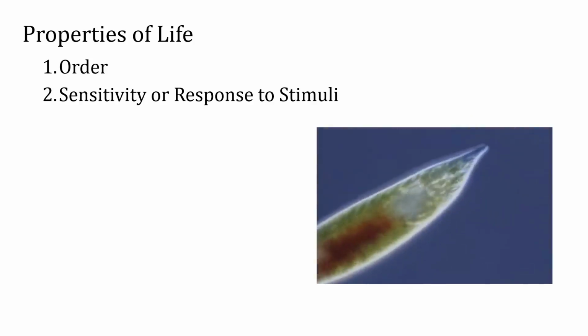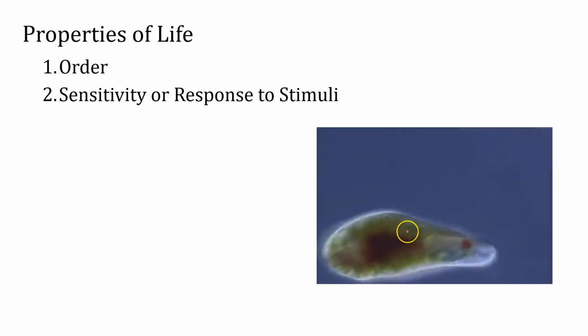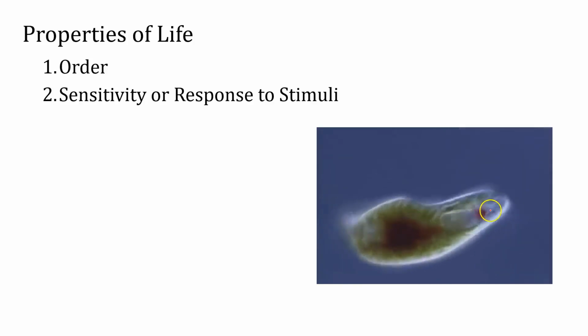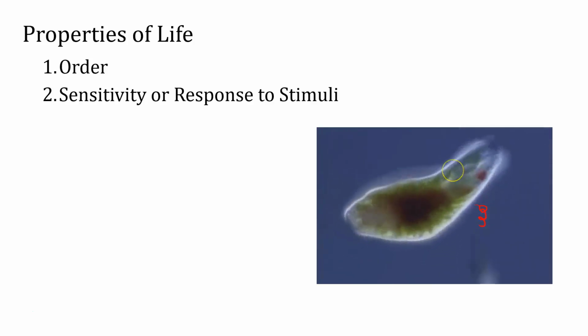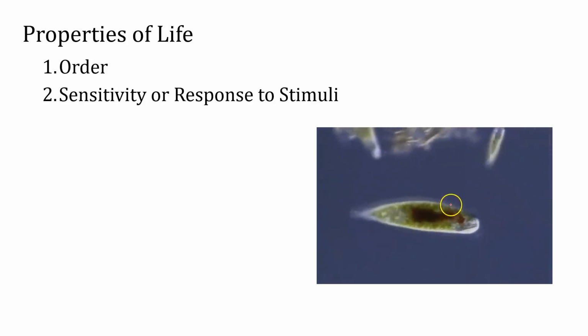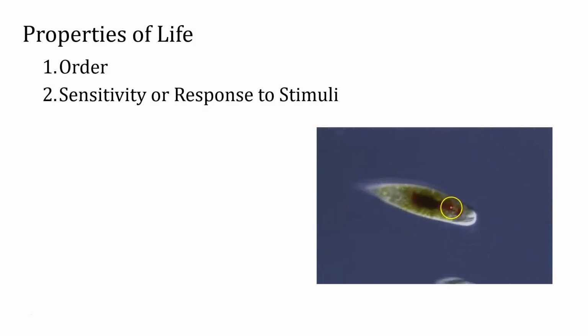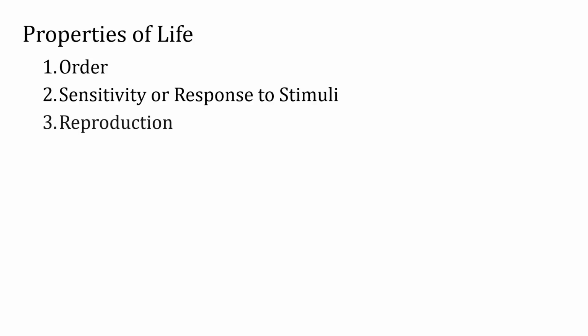Even some of the most simple organisms have a really cool way of responding to their stimuli. This is a euglena, a tiny, tiny single-celled animal. It's got a little eye spot here, that little red thing you see, that can detect greater or lesser concentrations of light. Then it knows how to swim accordingly to get better access to light so that it can photosynthesize and make energy.